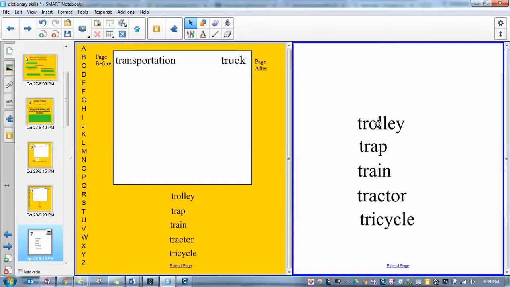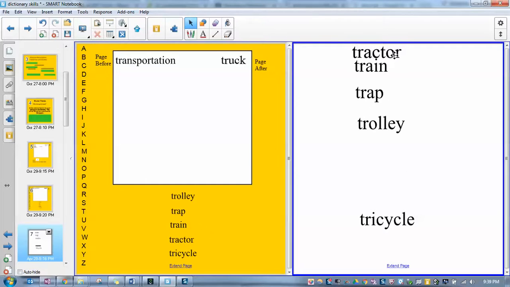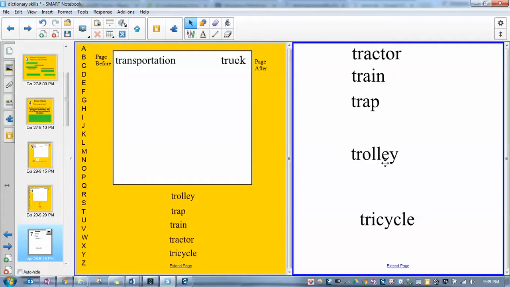So I'm going to put all of my words in alphabetical order. So I see T-R-O, and this is T-R-A. So I know that T-R-A comes before T-R-O in the alphabet. This is T-R-A again. This is T-R-A-I, but this is T-R-A-P. So A-I comes first. So I've got train, trap, trolley. T-R-A-C comes even further up in the dictionary before train. So I'm going to move these all down a little bit, give myself some space. And then I see T-R-I, tricycle.